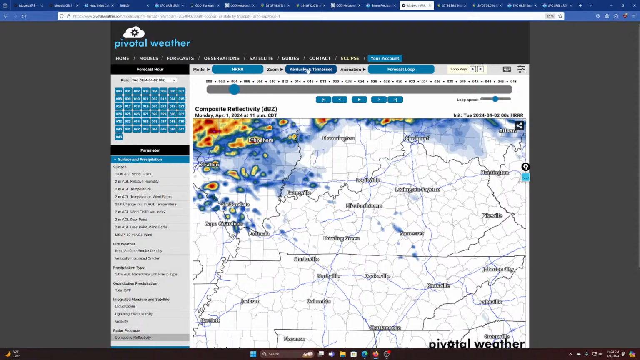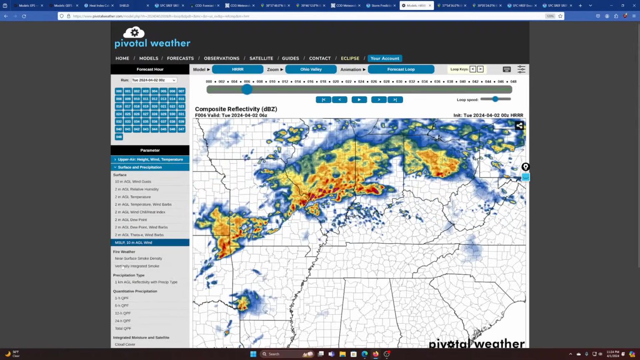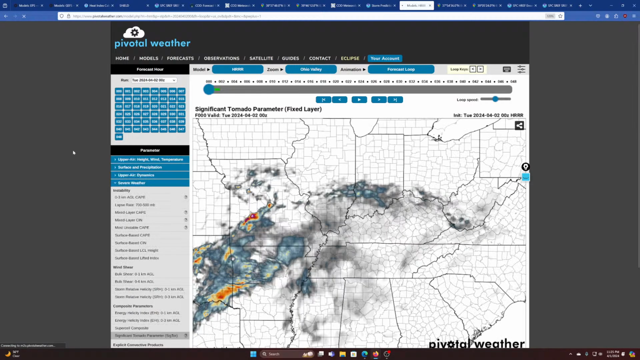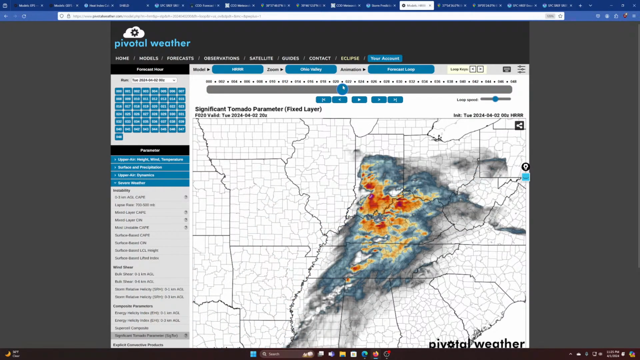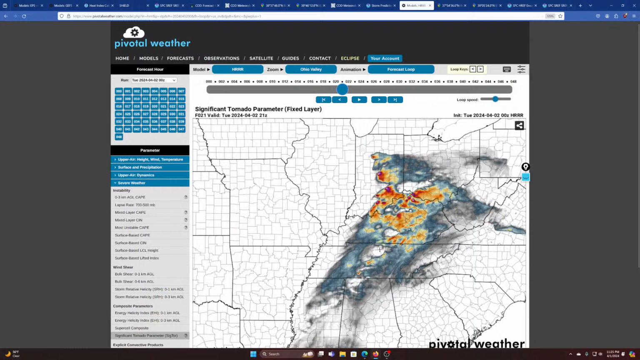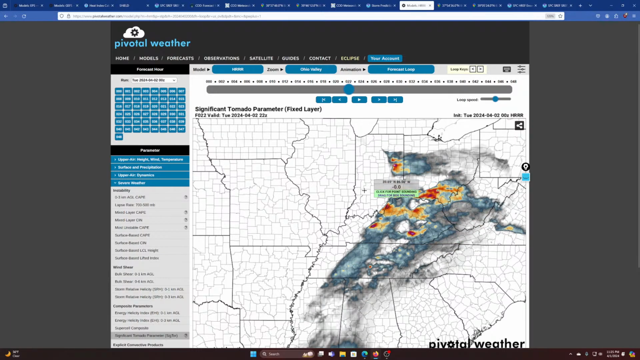Okay, one more thing I'll check is this strong tornado parameter for tomorrow at 21Z. You see the brightest colors. There's a lot of bright colors up here. There's also bright colors down there. There's even bright colors down here. So, but if I would take a guess, I'll just chase these.